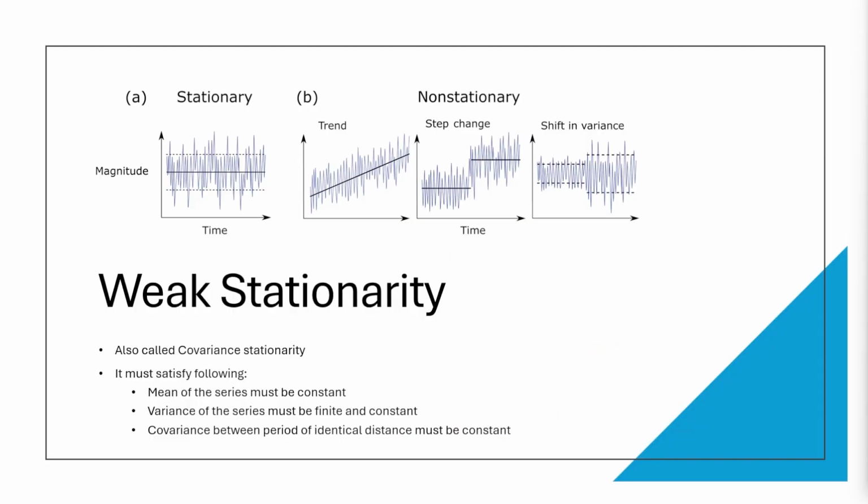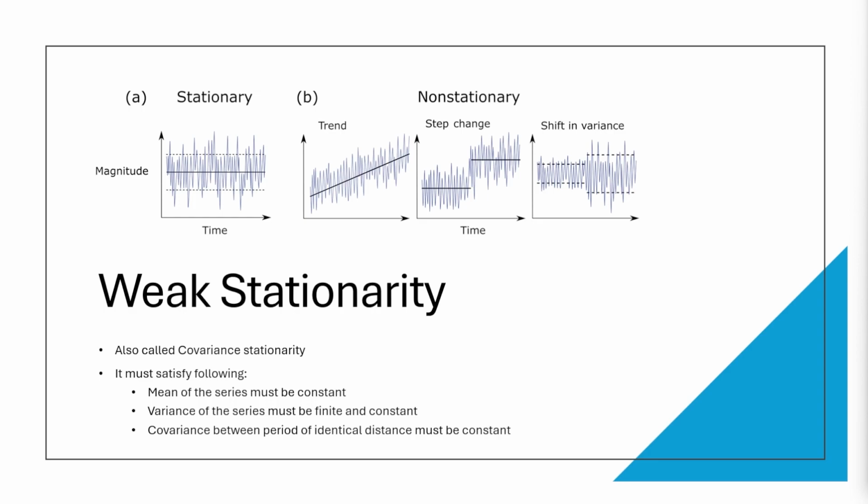So what we discussed right now was strong stationarity. Strong stationary data is, I would say, next to impossible. But then we have another concept called weak stationarity, which we can utilize for practical uses. Weak stationarity is also called covariance stationarity.